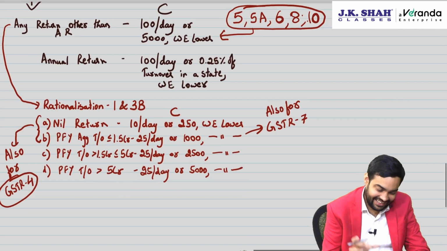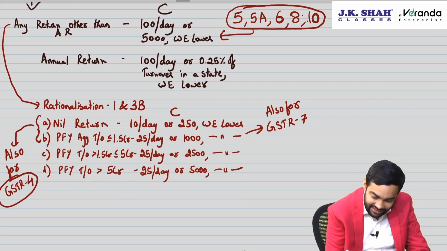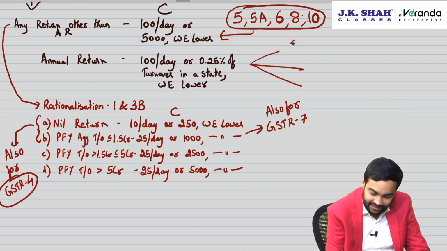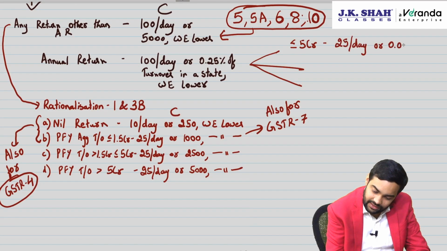Okay, then annual return. Has government provided some relief? Yes. If the aggregate turnover is up to 5 crore, then they have said 25 rupees per day or 0.02% of turnover in a state, whichever is lower.